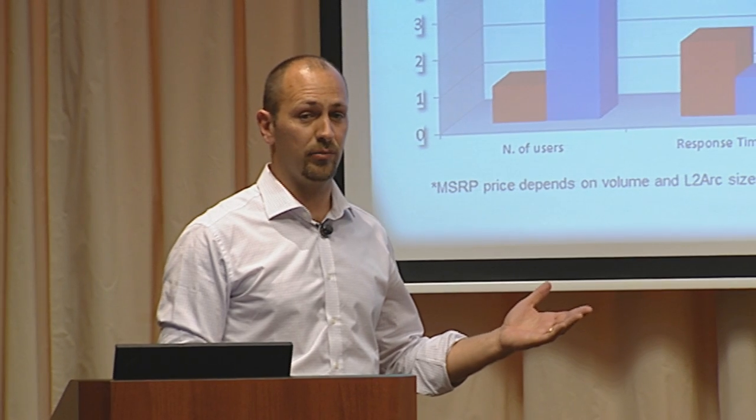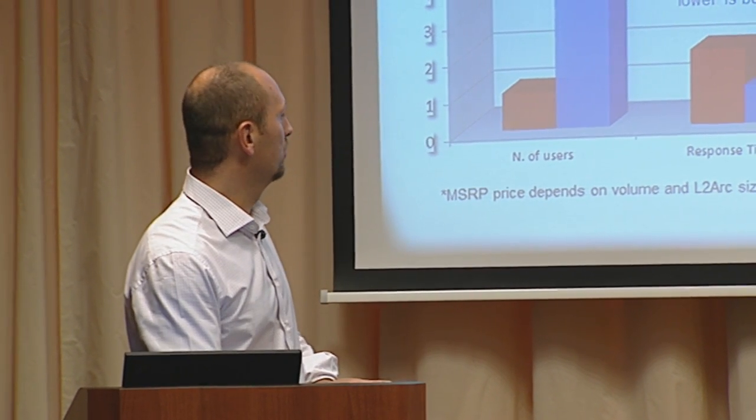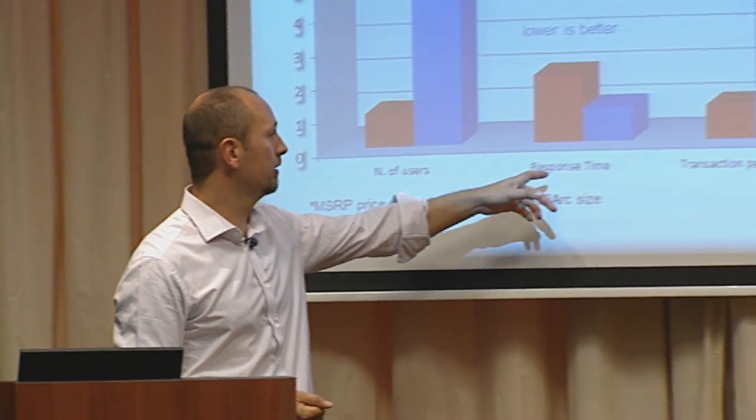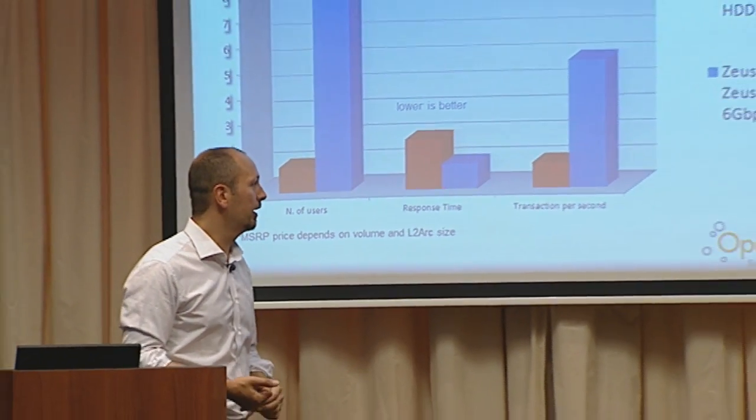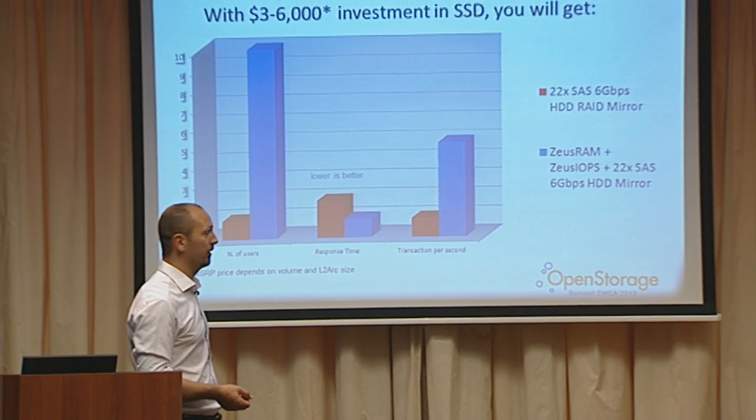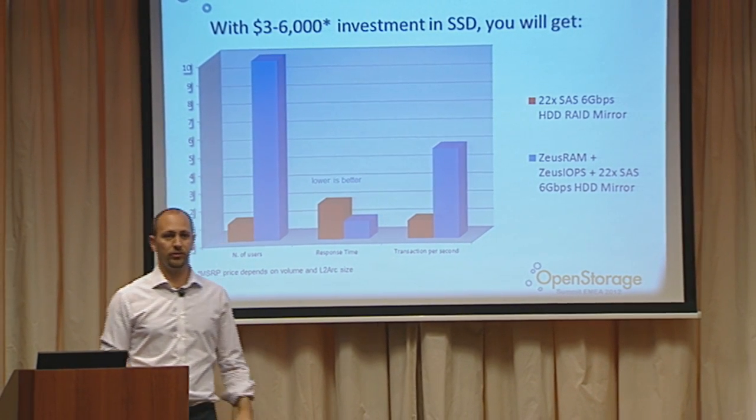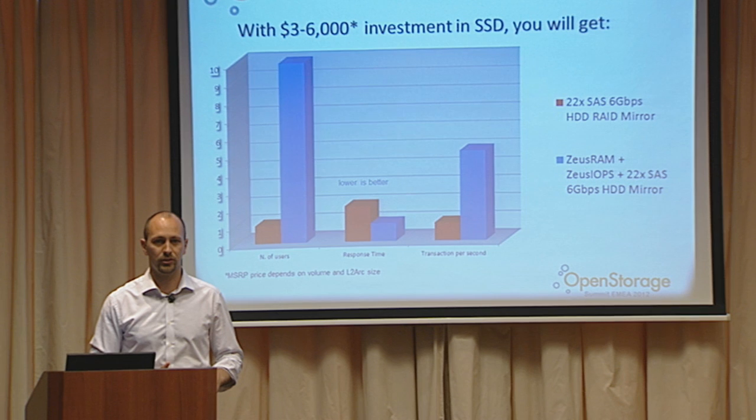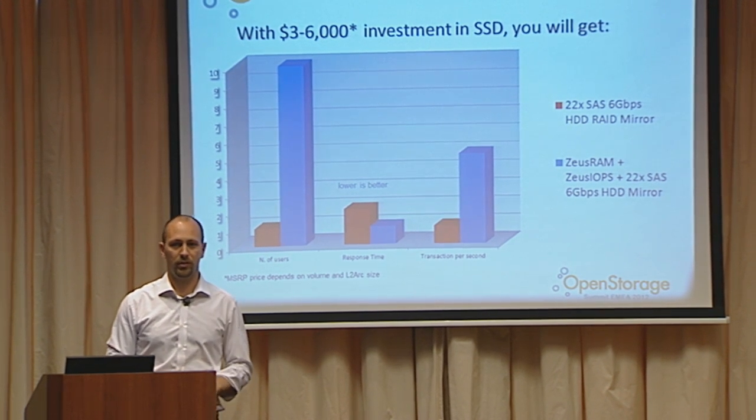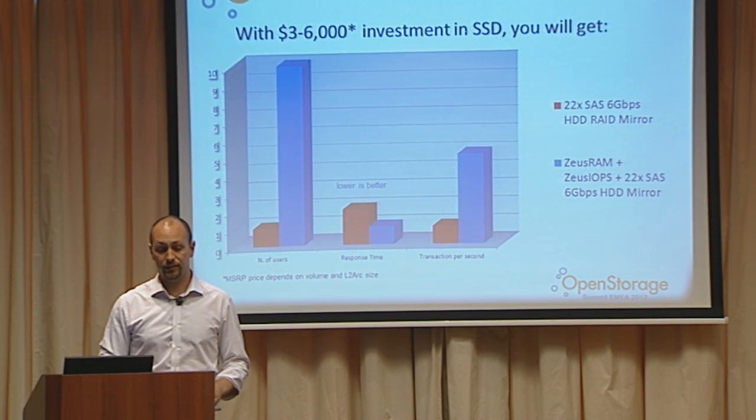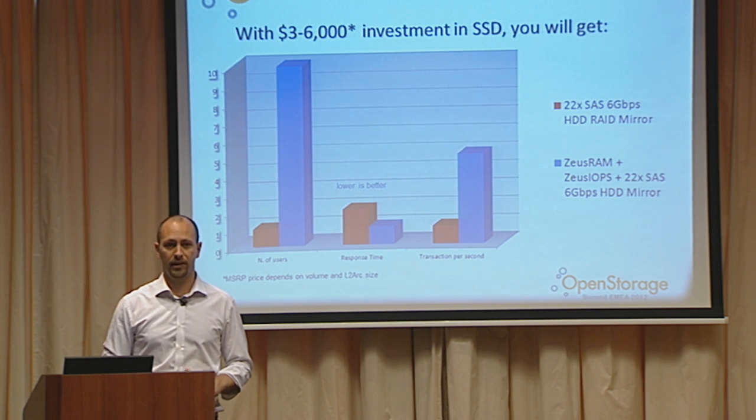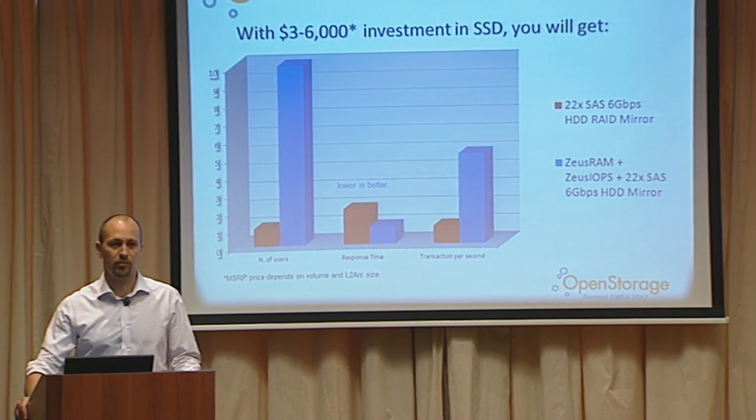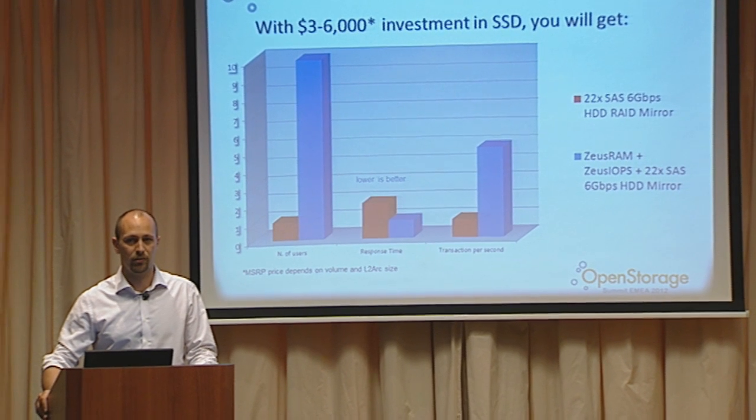With the same system that you have today, you will be able to serve 10 times more users. You will have half the response time, and the transactions per second will be 5 times higher. So if you think about the overall cost of every Nexenta installation, not only the software, but obviously all the hardware, this $3,000 to $6,000 doesn't add much, but it yields a huge boost in performance.